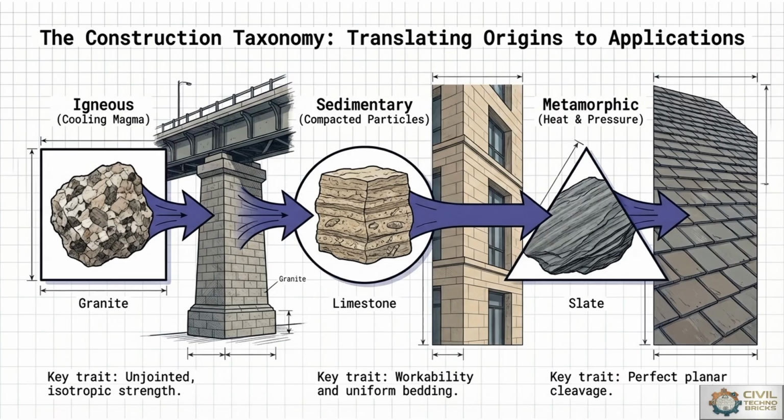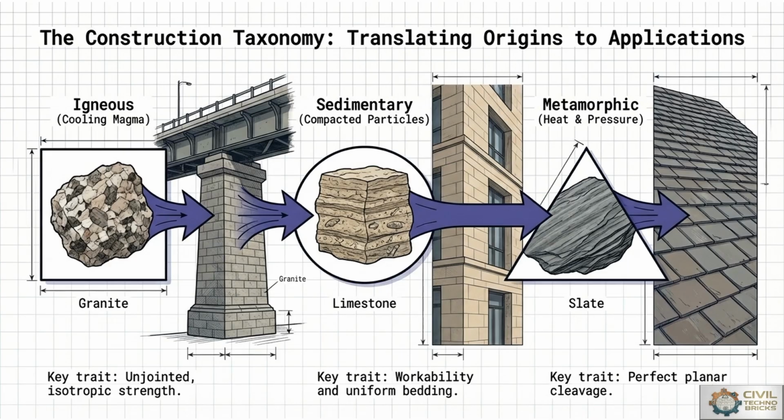The next one will be the construction taxonomy, where the translating origins of the rocks towards the application of it, where the three types are explained: igneous rock, sedimentary rock, and metamorphic rock. Igneous rocks are formed by the cooling magma procedure. Sedimentary rocks are formed with reference to the compacted particles or sediments, whereas the metamorphic rocks are formed with reference to the external impact of heat and pressure. The example for igneous rock is the granite, which is most useful for the piers of any type of bridge, where limestone is useful for the building construction, where slate, which is a metamorphic type of rock, is useful for the paver blocks, or we can say the roofing purposes.